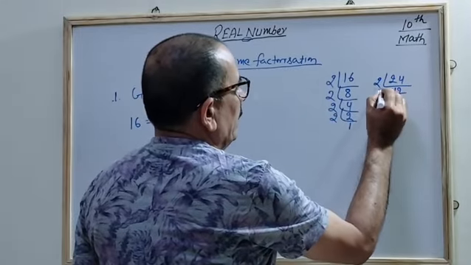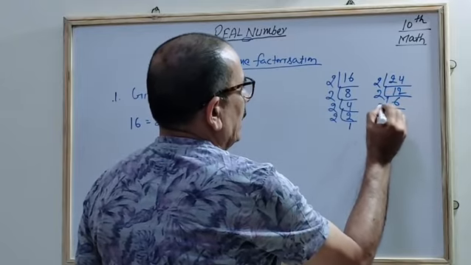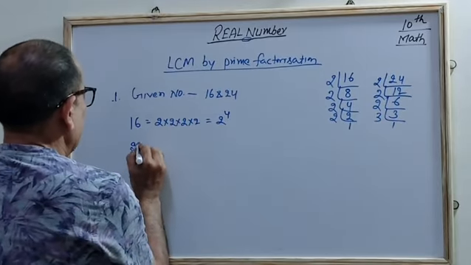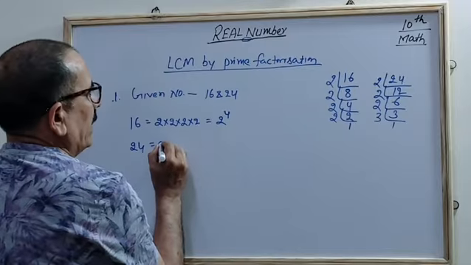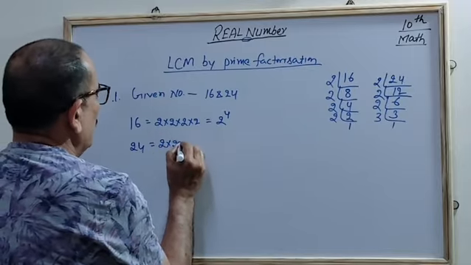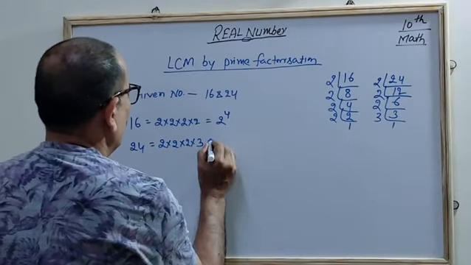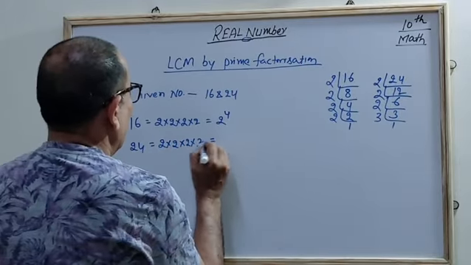It becomes 12. Next it becomes 6, and again it becomes 3, and 3 ones are 3. Correct? So 24 can be written in the prime factorization form as 2 into 2 into 2 into 3. In the exponent form, 2 is repeated 3 times, so we write 2 to the power 3 into 3 to the power 1. So you have found that for 16 it is 2 to the power 4, and for 24 it is 2 to the power 3 into 3 to the power 1.